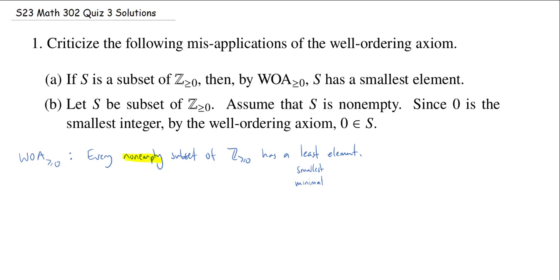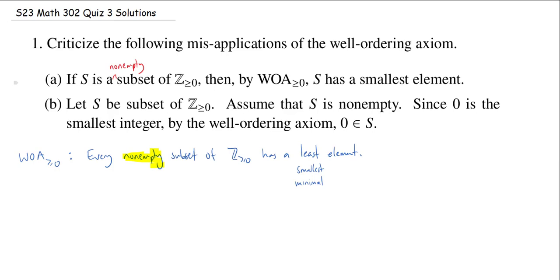Well, boy, this looks like it's almost the same thing, except for one word is missing. Every non-empty subset of the non-negative integers has a least element. If you have the empty set, that is a subset, it certainly doesn't have a least or a smallest element because it has no elements at all. So that's the missing piece here. This just said S is a subset, but what we need is a non-empty subset.